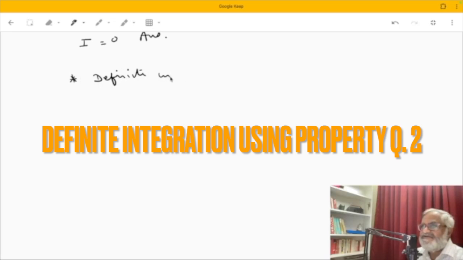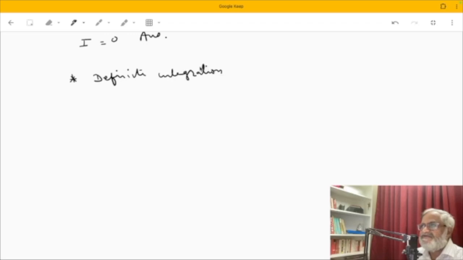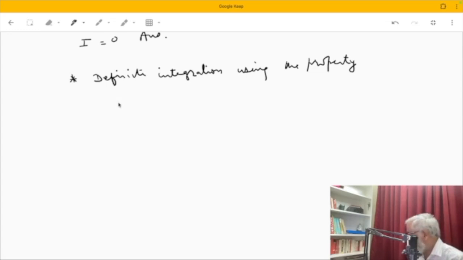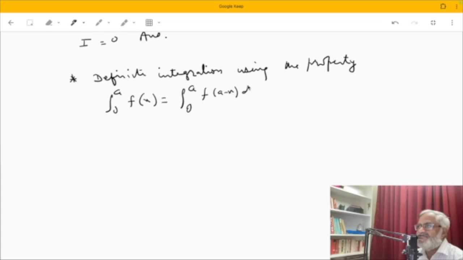Definite integration, using the property of definite integration: integral from 0 to a of f of x equals integral from 0 to a of f of a minus x dx.